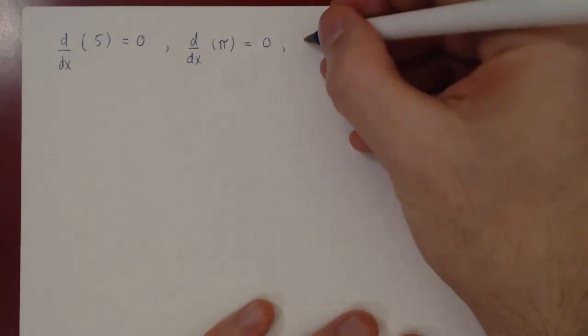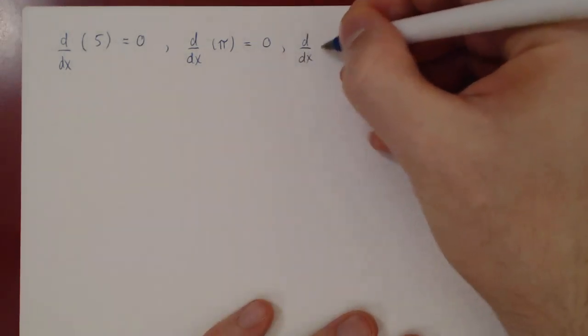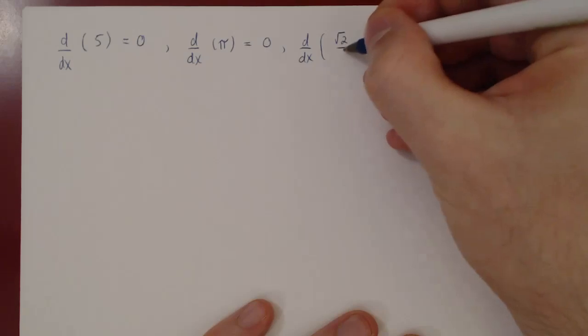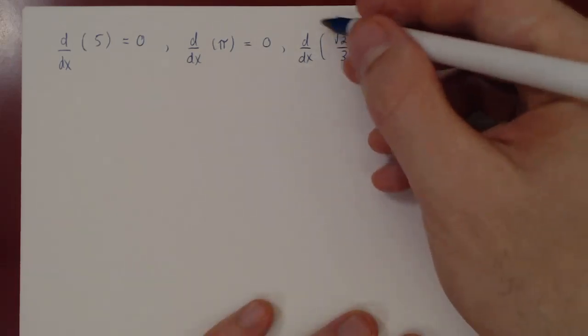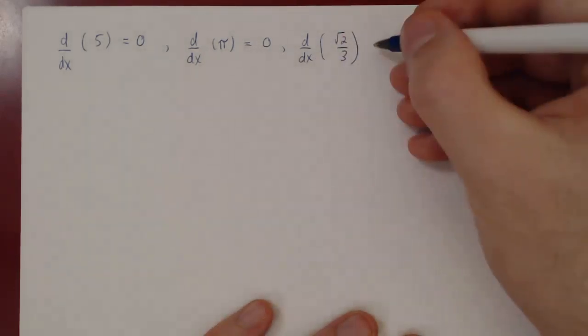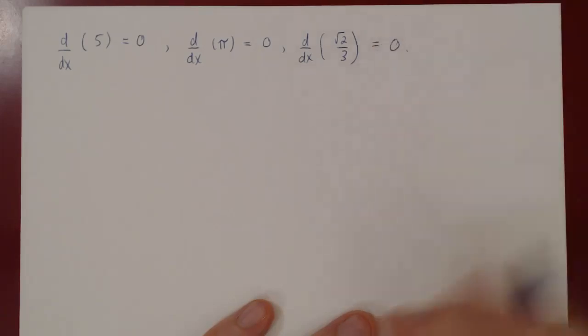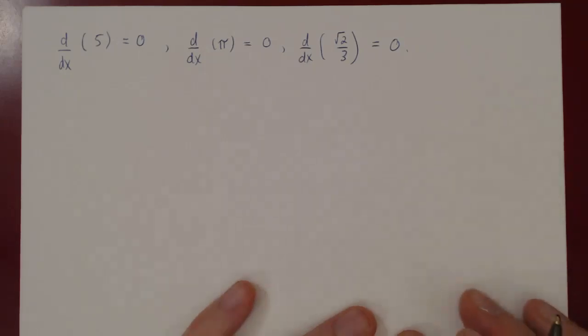You could say, what's the derivative of root 2 over 3? Same thing. Root 2 over 3 is a constant function, it is a horizontal line, it has a slope of 0, hence the derivative of a constant function is 0. And that's the constant rule. The derivative of a constant is always 0.